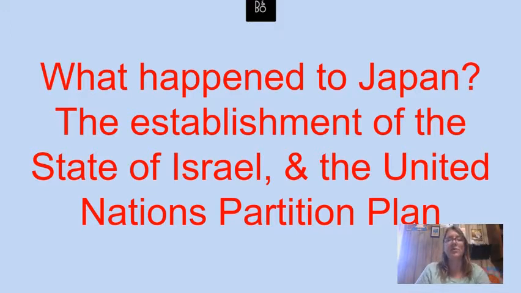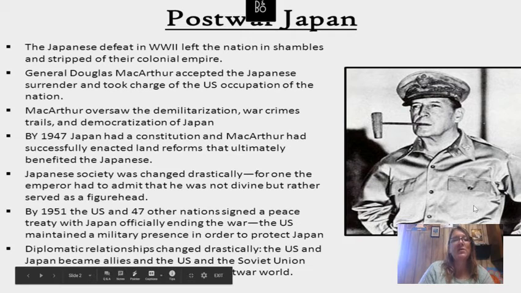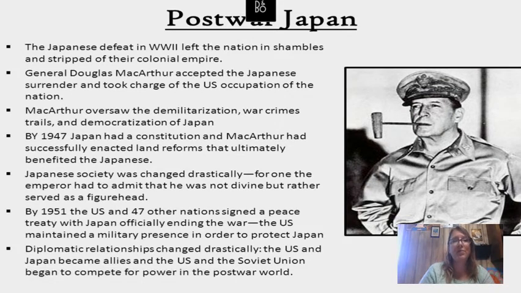All right, so let's look at Japan first. As you see in this image, you have post-war Japan. This is an image of General Douglas MacArthur. So I'm just going to go through the bullet points with you. The Japanese were defeated in World War II, and it did leave their nation pretty much destroyed. The atomic bombs created physical destruction in and of themselves. The social changes that are going to occur from this are going to be destructive for people.